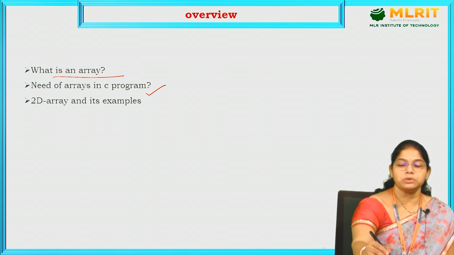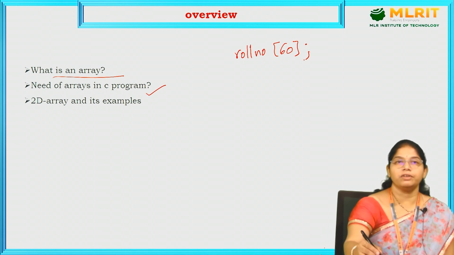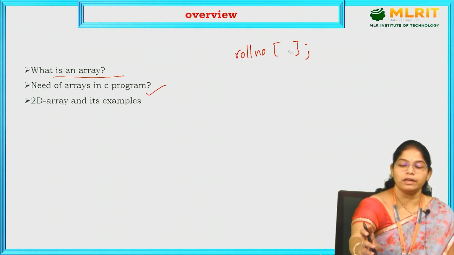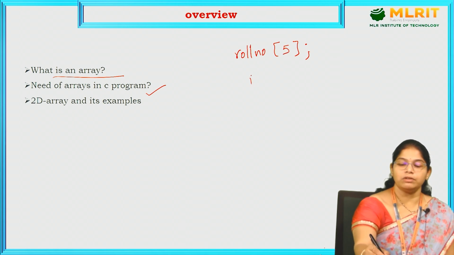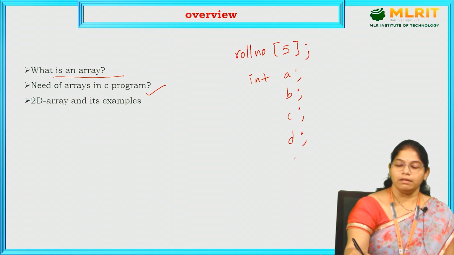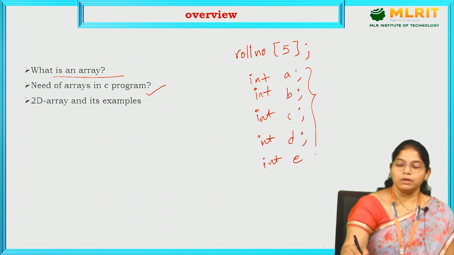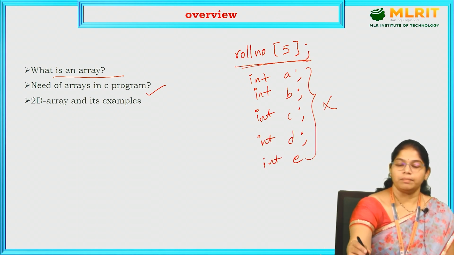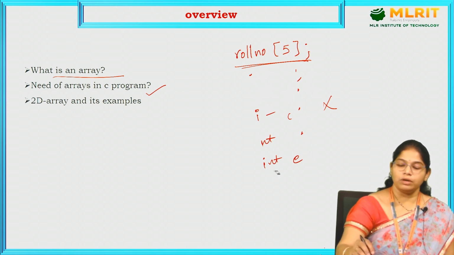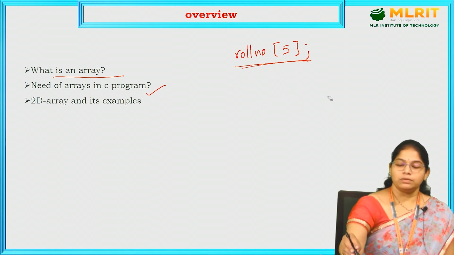Let us suppose I want to store roll numbers of 60 students. Is it possible with a normal variable? If we use normal variables to store only 5 roll numbers of students, then we need to declare int A, B, C, D and E. That means we have to declare separate variables for all 5 students. To overcome this, we use an array. In this, we can store roll numbers of 5 students under a single name of the same type. So that's why we need an array.